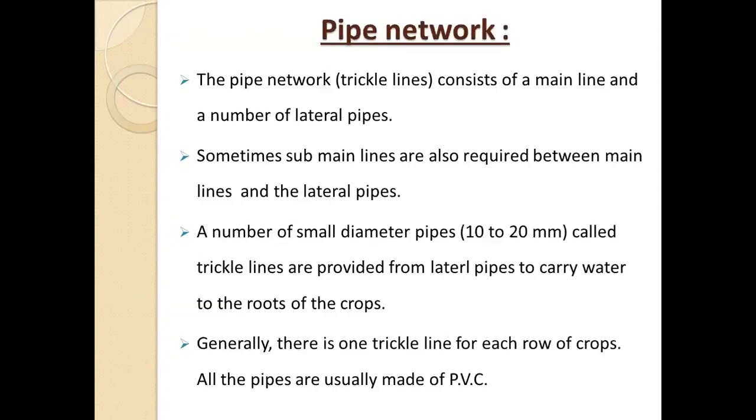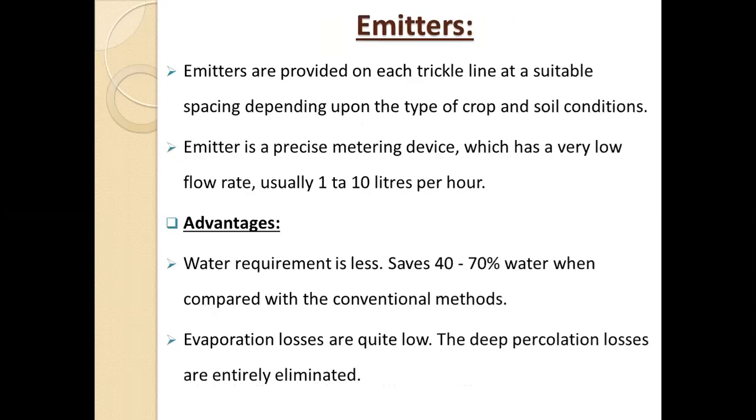Next is the pipe network. Pipe networks are also called trickle lines. It mainly consists of a main line and a number of lateral pipes. Sub-main lines are also required between the main lines and the lateral pipes. Small diameter pipes of about 10 to 20 mm, called trickle lines, are provided from the lateral pipe to carry the water to the roots of the crops. Basically there is one trickle line for each row of crops. All the pipes are usually made of PVC material.